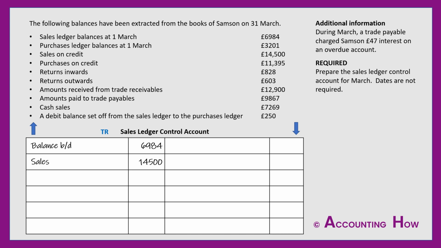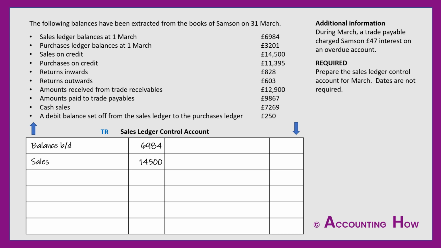Next item, purchases on credit. Well, purchases on credit are going to create trade payables. We're not doing a purchases ledger control account, so that's not relevant for this question. Then we come to the returns. Returns inwards and returns outwards. I've just got to make sure I get the right one.